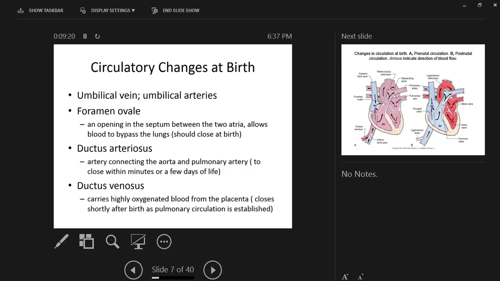Sometimes they want to keep this open if they've got some other, say, mixed flow type of cardiac defect, to allow for some type of oxygenated circulation. The ductus venosus carries highly oxygenated blood from the placenta, and it closes shortly after birth as pulmonary circulation is established.